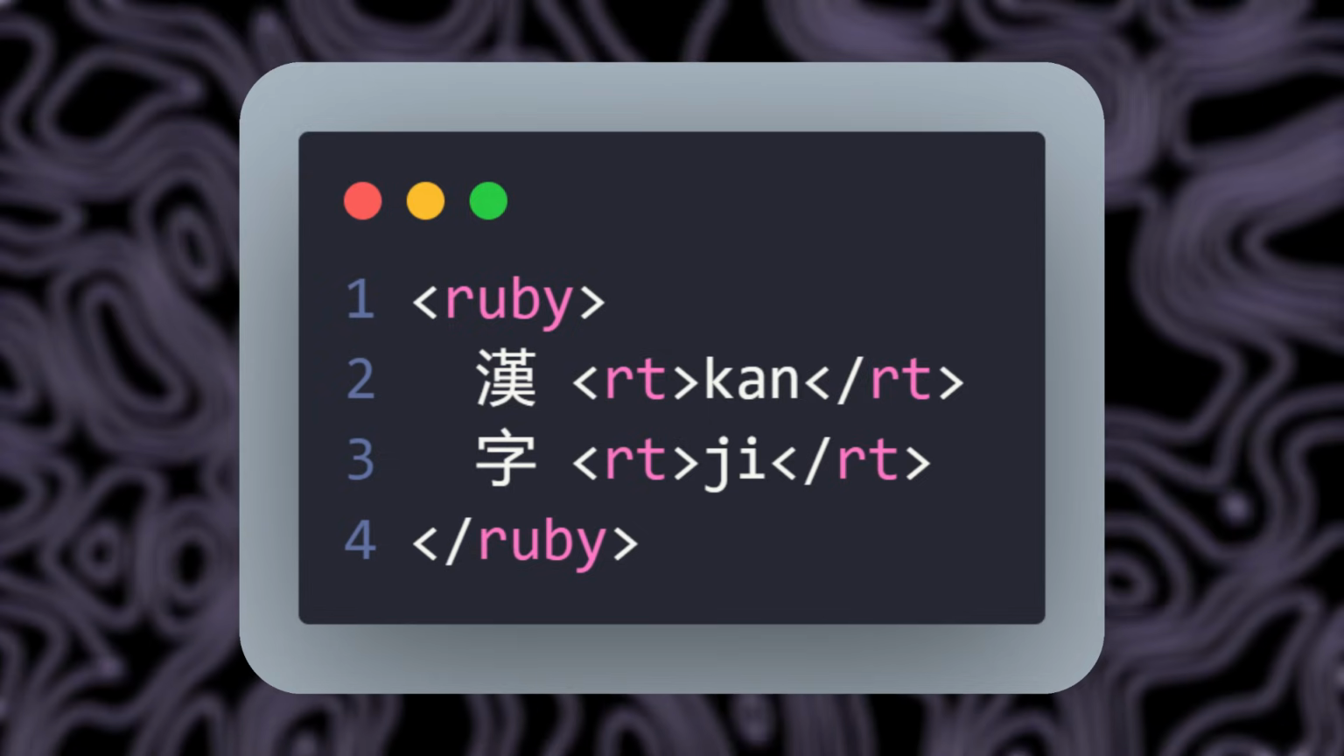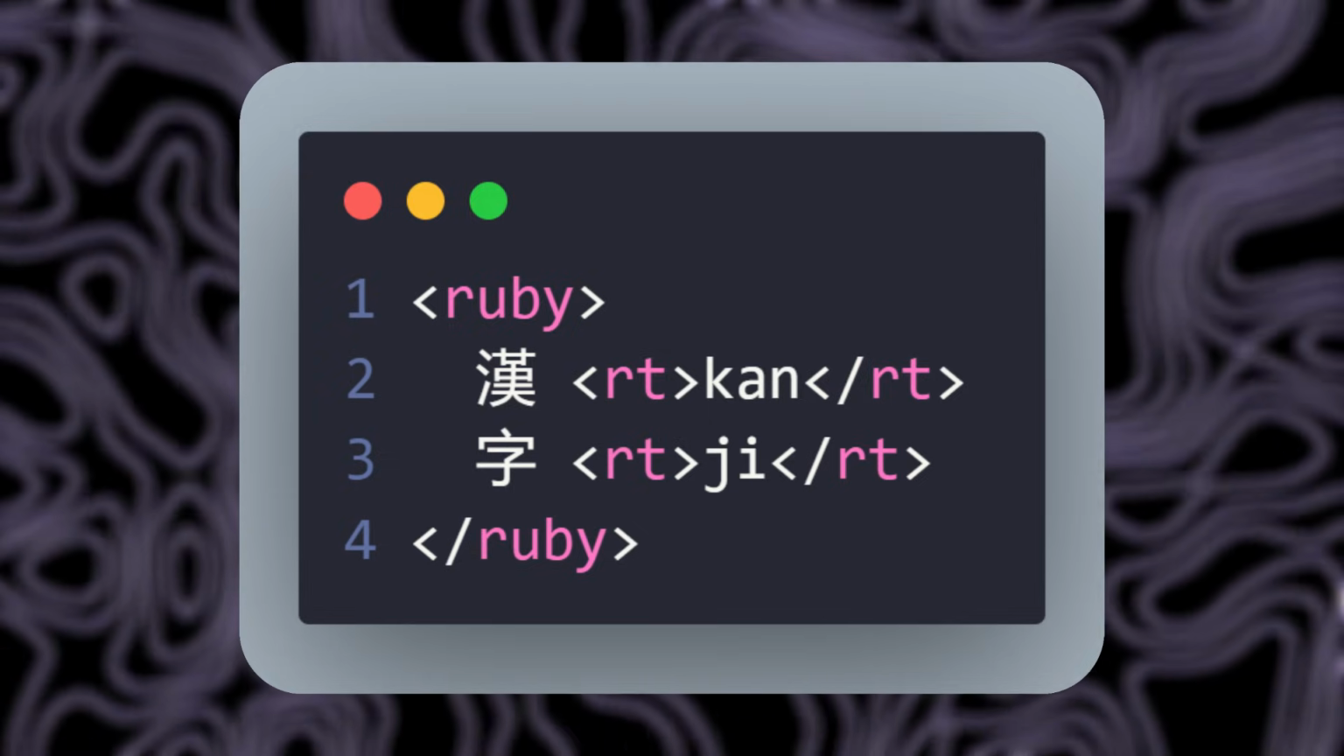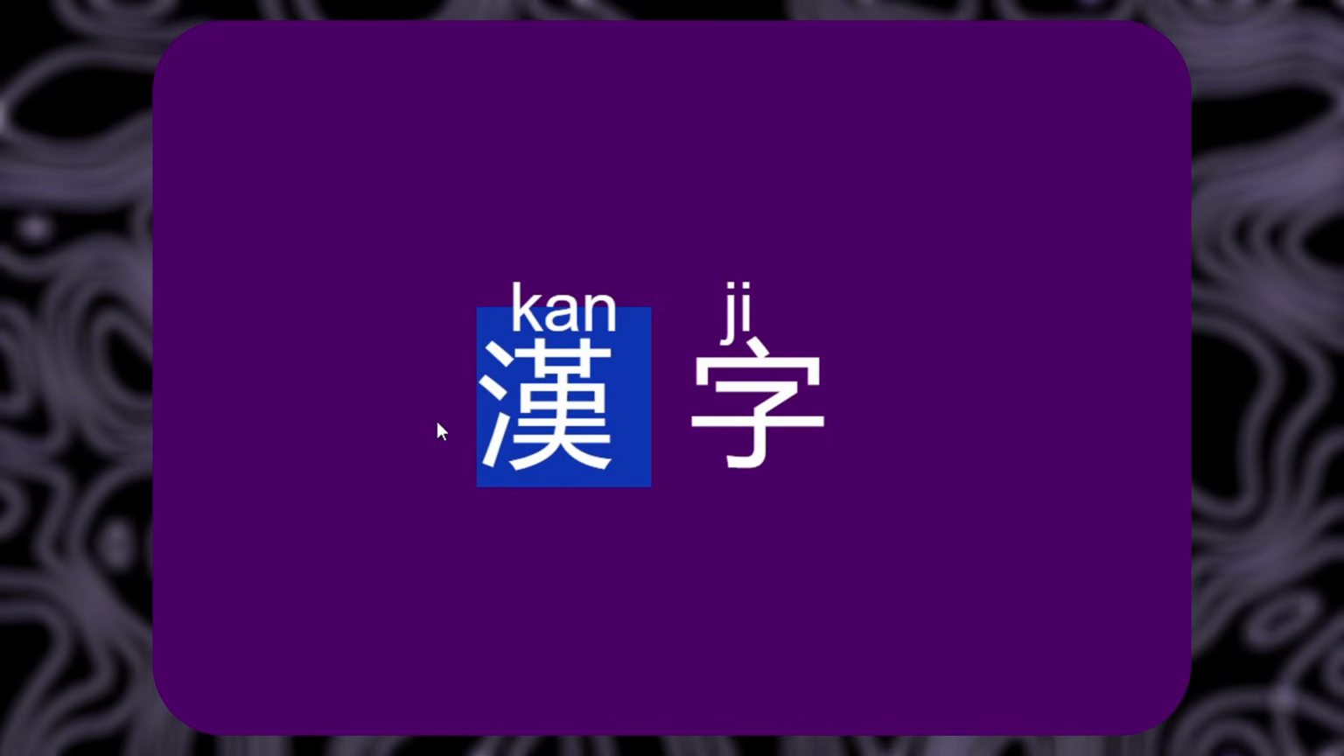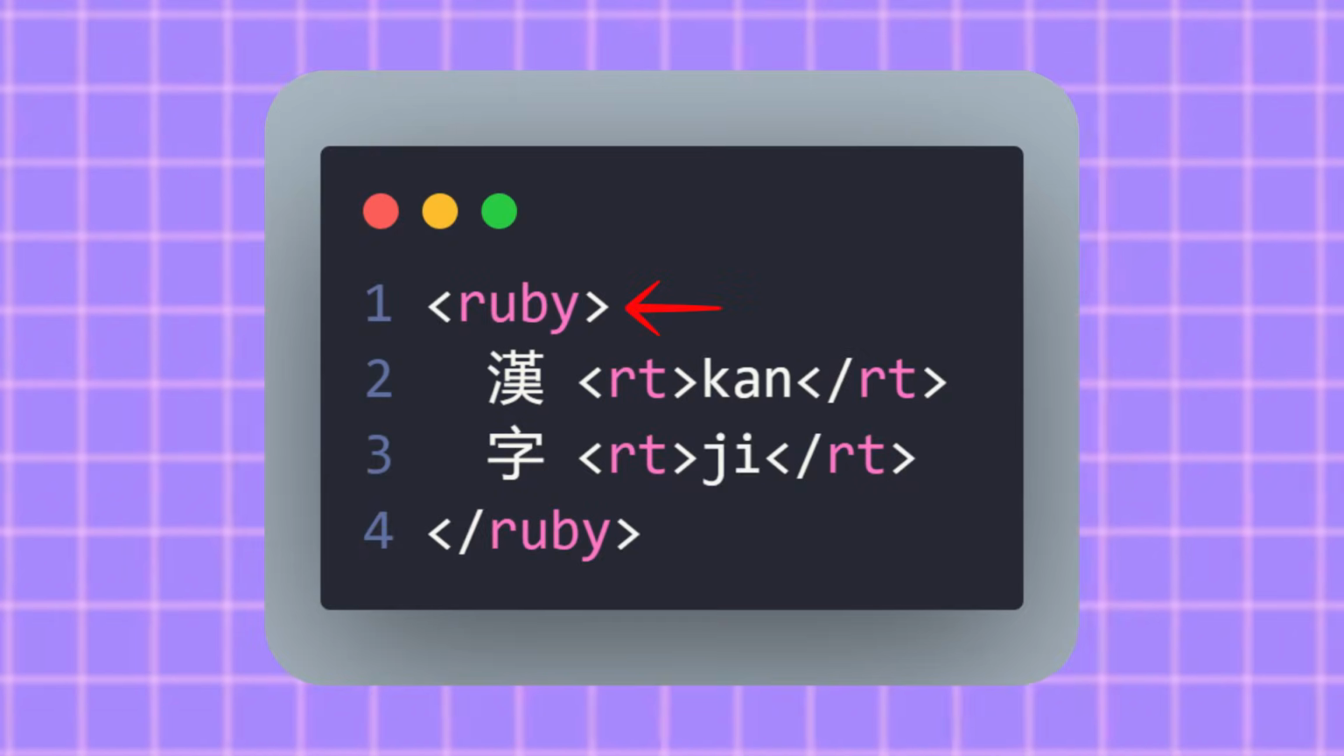By default, when you use the Ruby element in HTML with the RT element for annotations, the browser usually puts the annotation above the text. But with Ruby position, you finally get full control. Let's look at how Ruby position actually works with an example. First, here's the basic HTML.